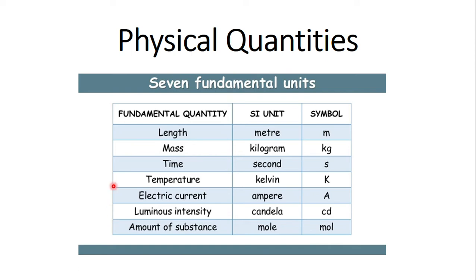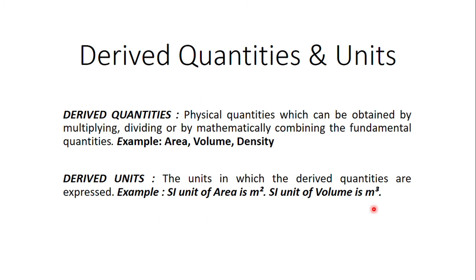mol. So these are the 7 fundamental quantities, fundamental units and their symbols which you have to be very thorough with, so that you will not go wrong when you are deriving the units of derived quantities. So what are derived quantities? Once again we will recall, the physical quantities which can be obtained by multiplying, dividing or by mathematically combining the fundamental quantities. Examples are area, volume, density.